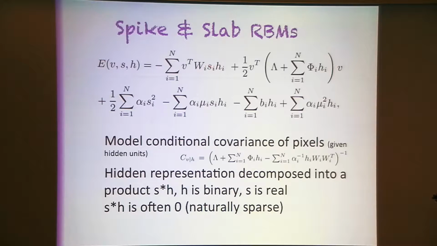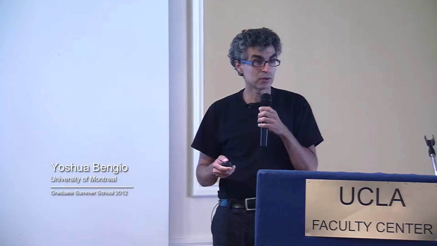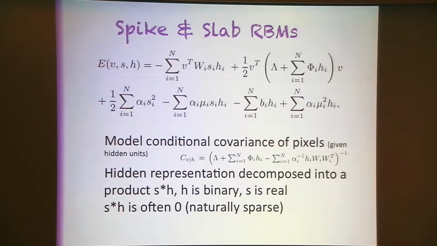So you can think of s_i times h_i, where h_i is binary and s_i is continuous, as replacing the usual hidden unit contribution to the energy function. So it's basically the same thing as the RBM, except now you can think of the hidden unit as being either 0, which happens when h_i equals 0, or some real value. The usual RBMs are usually just binary, period.